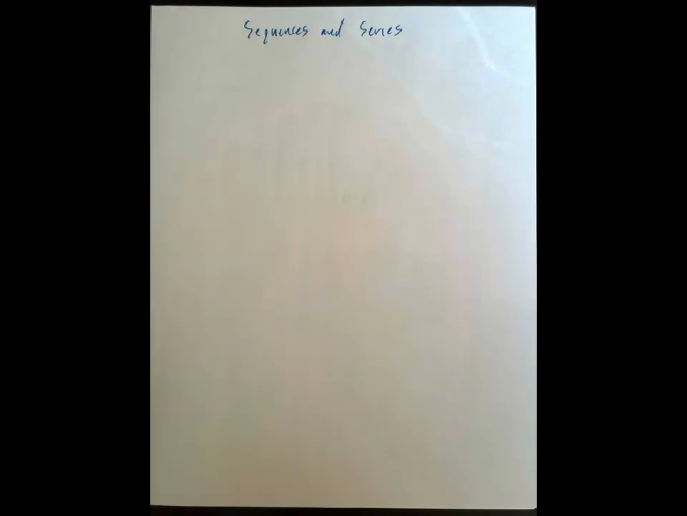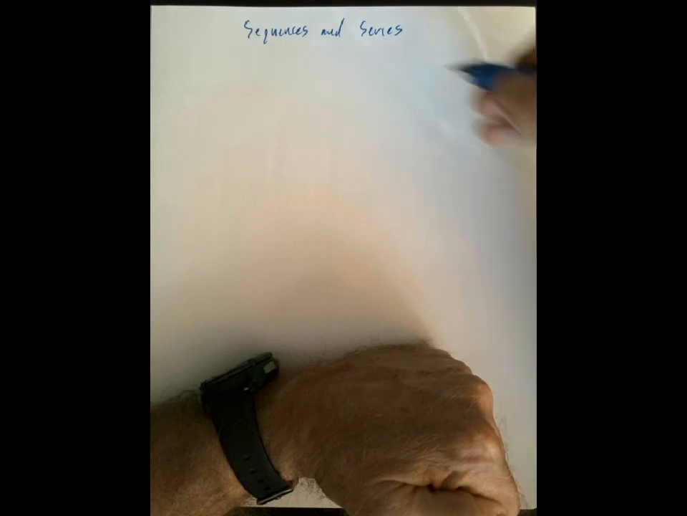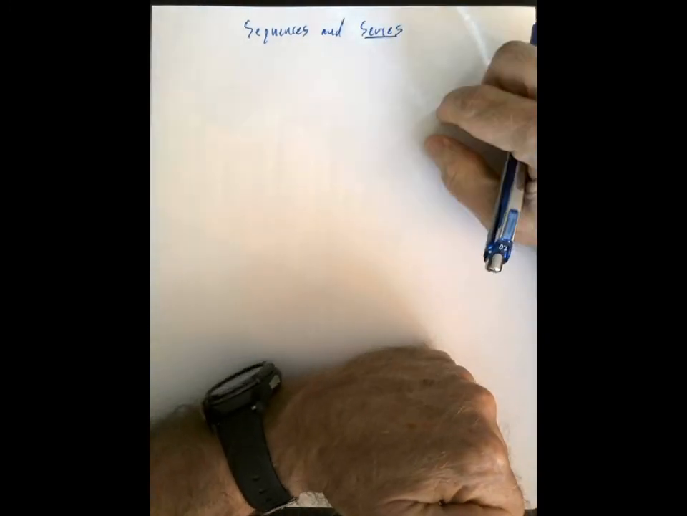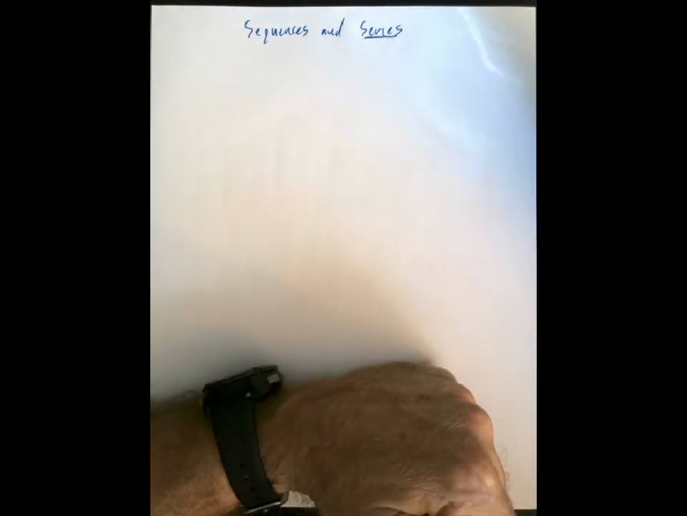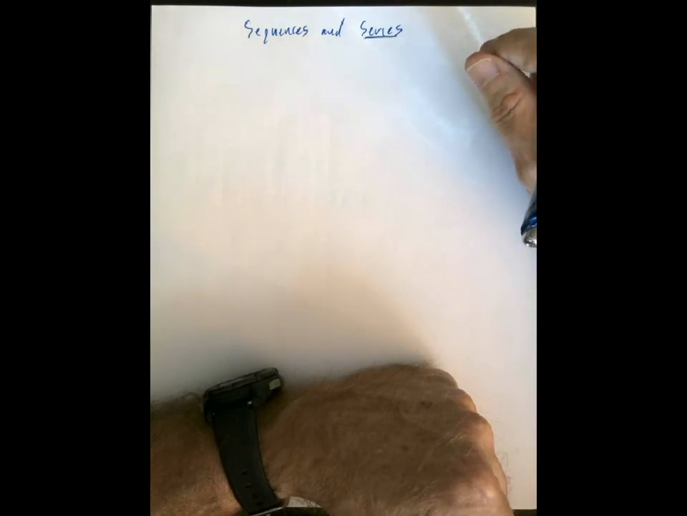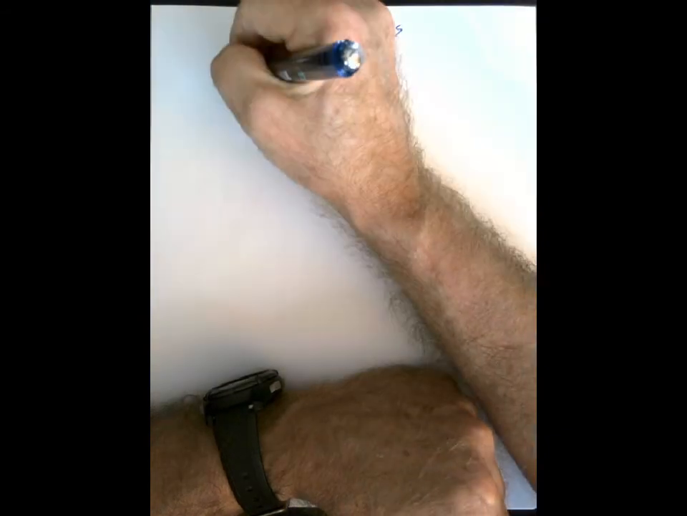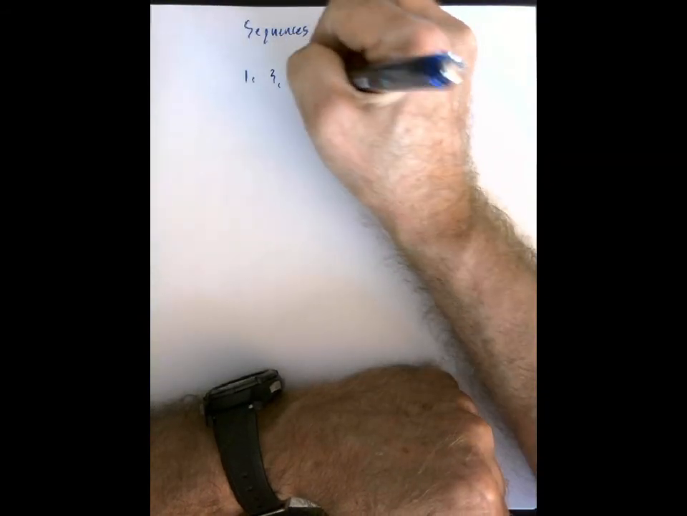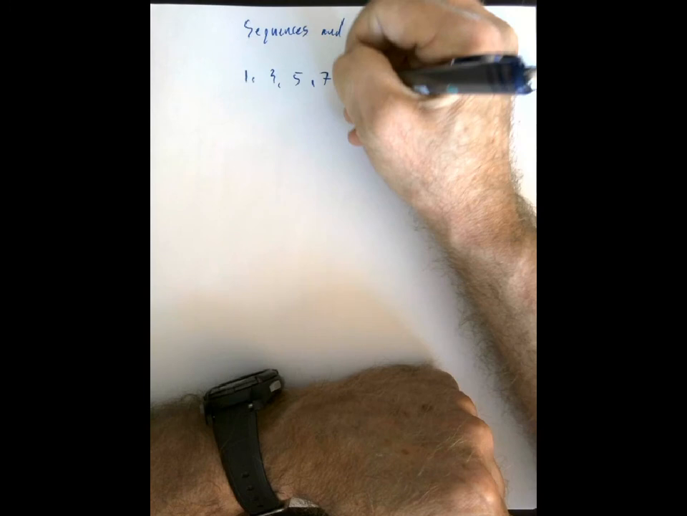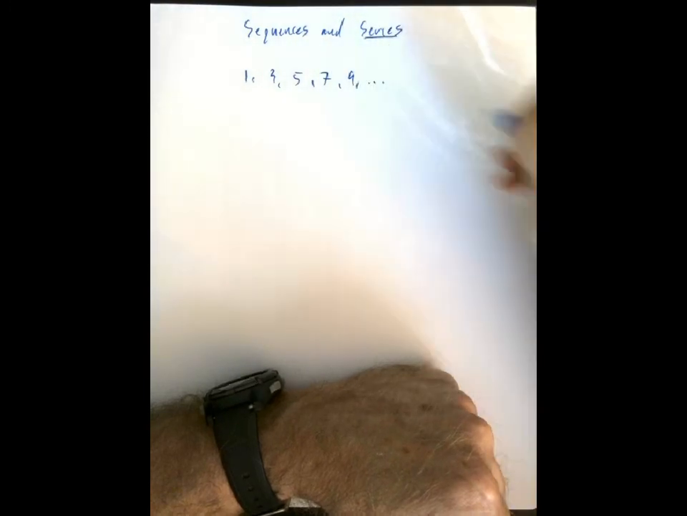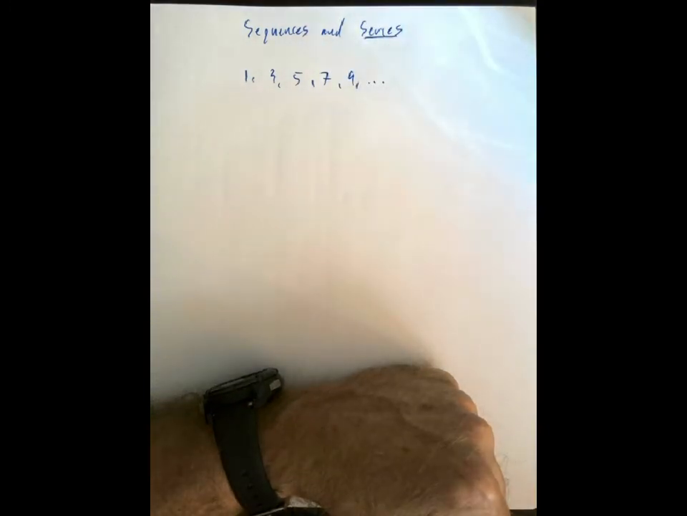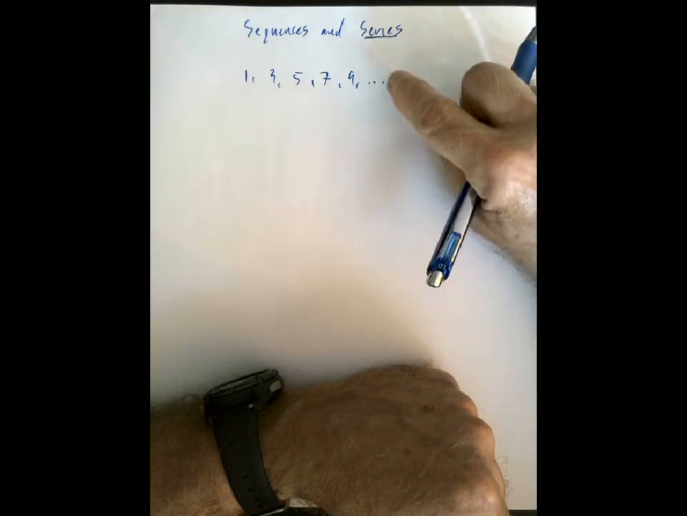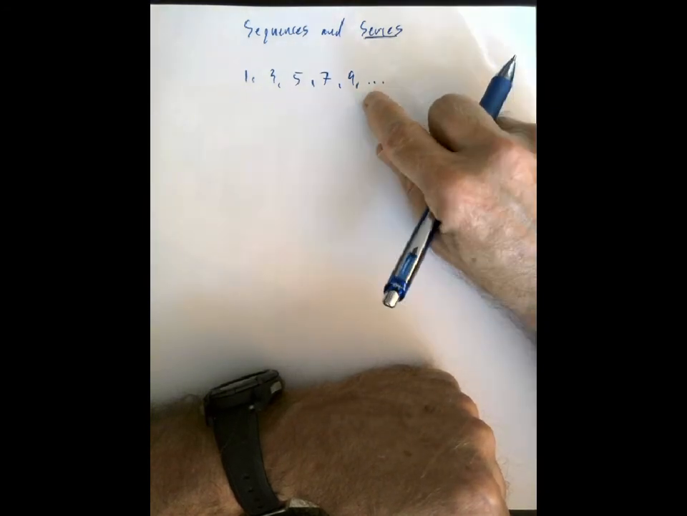Okay, so we want to expand our notion from sequences into something called a series. First off, remember that a sequence was a list of numbers that follow a pattern. So for instance, 1, 3, 5, 7, 9, and so on, that was a sequence that followed a pattern.